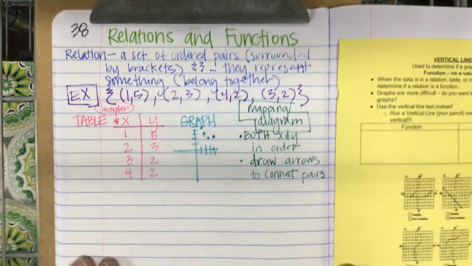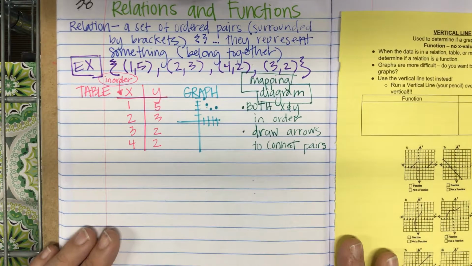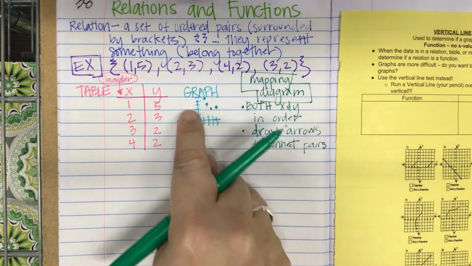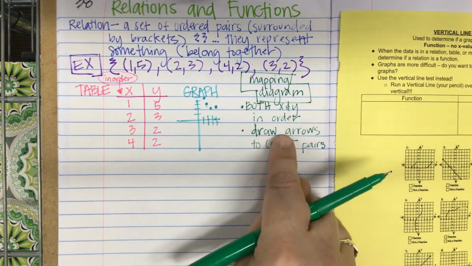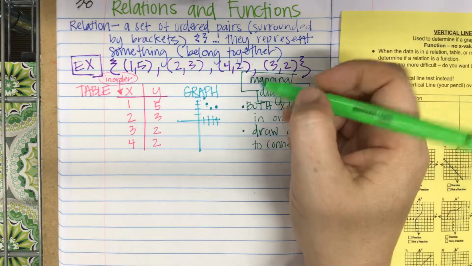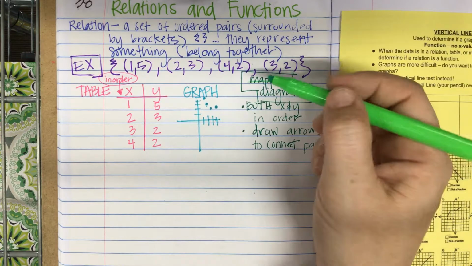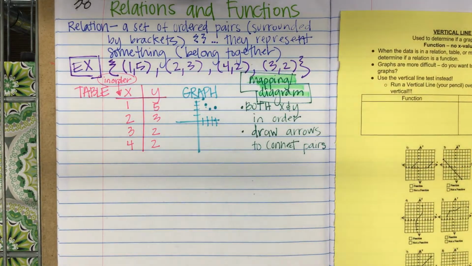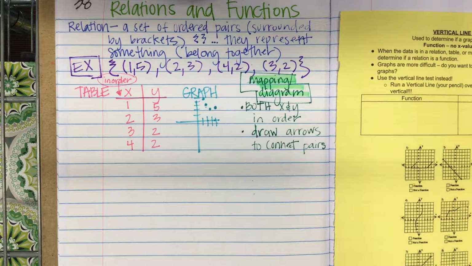In a mapping diagram, a relation can be put into a table, a relation can be put into a graph, a relation can be put into a mapping diagram. Mapping diagram is the new thing. All the cool kids are doing it. But in order to make a mapping diagram, you have to put both the X and the Y values in order, and you draw the arrows.